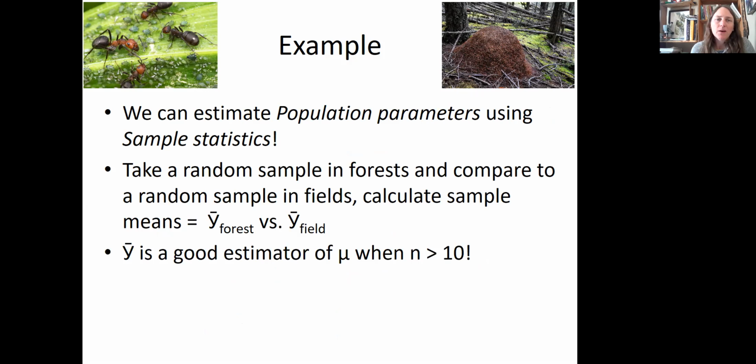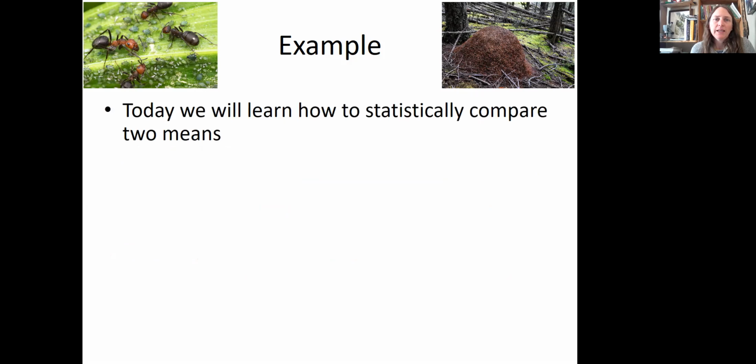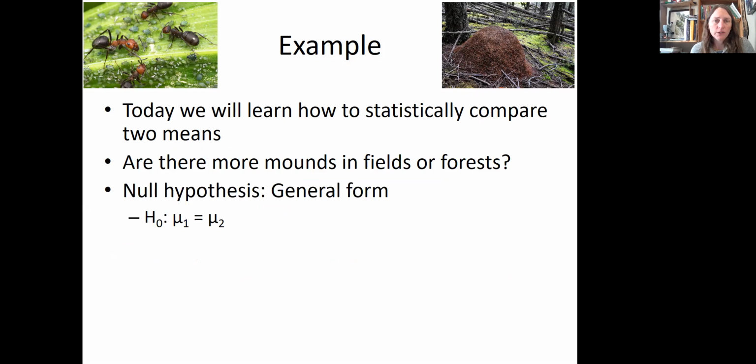Now, y bar is a good estimator of mu, the population mean, when your sample size is large, generally greater than 10. So your sample should be large, greater than 10, and if you sample randomly, that's going to help you out a lot. Today, we're going to learn how to actually run these statistical tests, how to compare two means, and to answer this question: are there more mounds in fields or forests?